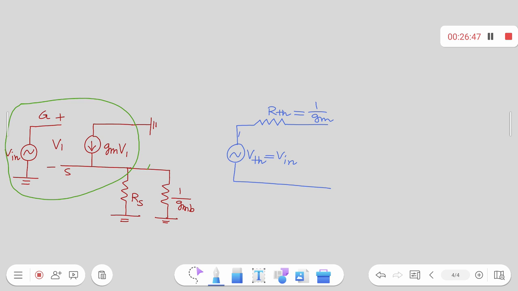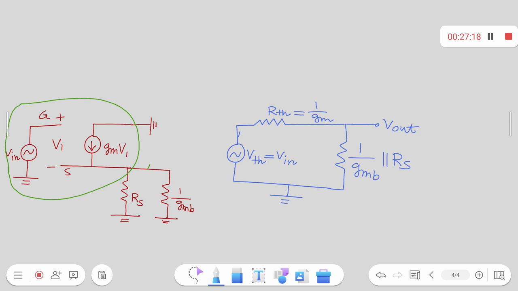Okay, so you have this, which is basically grounded, and Vout there. Another RS is there, with 1 by GMB in parallel.